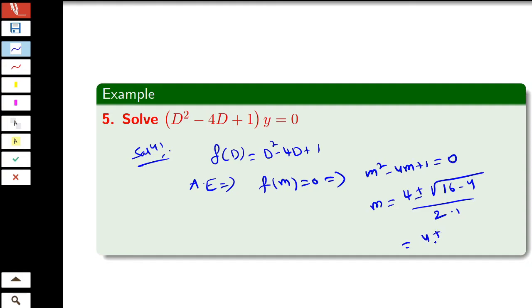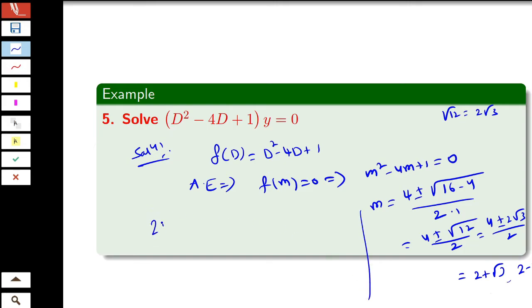So here, 4 plus or minus square root of 12, by 2. You can write square root of 12 as square root of 4 into 3, which means 2 root 3. So if you write 2 root 3 by 2, here 2 plus root 3, comma, 2 minus root 3 are the roots. So what does it represent? Roots are 2 plus root 3, and another one is 2 minus root 3.